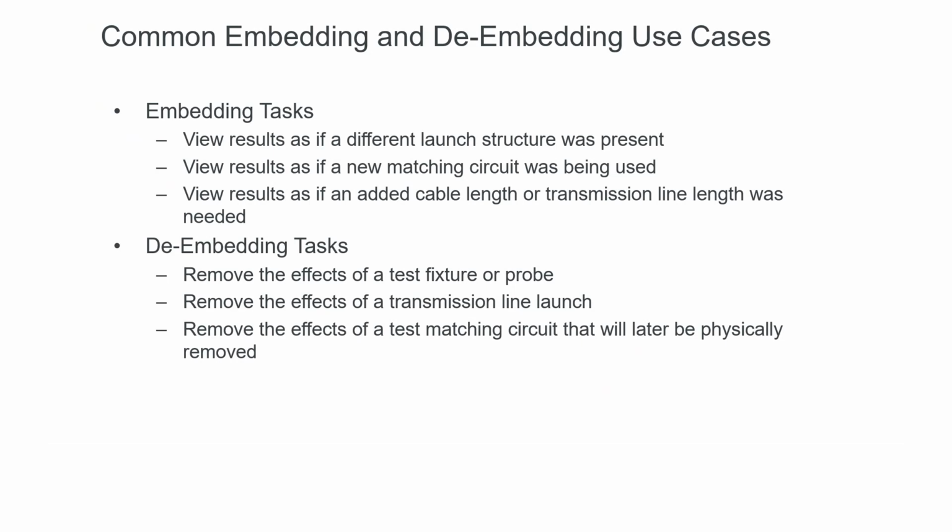In the case of de-embedding, which is what we're demonstrating today, we're going to look at a probe, but there's also other examples such as a test fixture or a transmission line that you may want to remove on a fixture, or a matching circuit that you want to remove the effects of physically in the measurement case.